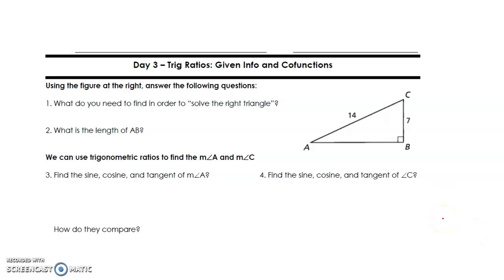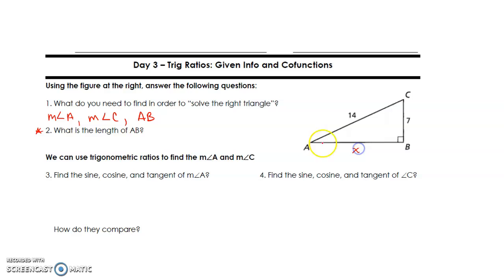What do you need to find in order to solve the triangle? In other words, what does that mean? To solve the triangle means that you have to find the measure of all the missing angles, and you have to find the lengths of all the missing sides. So we would need to know the measure of angle A, the measure of angle C, and the length of AB. Now to find the length of AB, we can use our Pythagorean theorem.